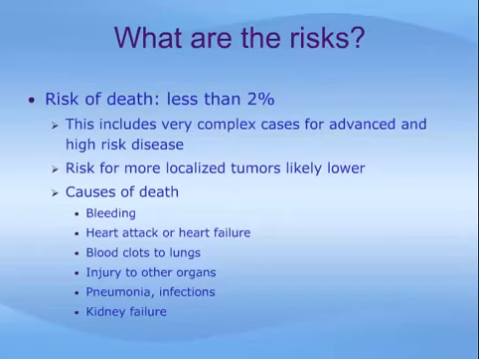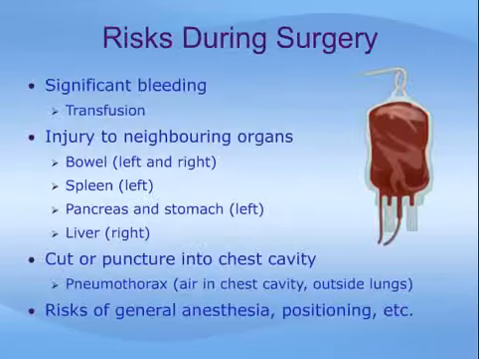Most of these likely occur in more complex cases with high-risk patients and large or advanced tumors. The risk of death should be less for smaller, more localized tumors. Causes of death may include things such as excessive bleeding, heart attack or heart failure, blood clots to the lungs, injury to other organs around the kidney, pneumonia or other infections, and kidney failure.